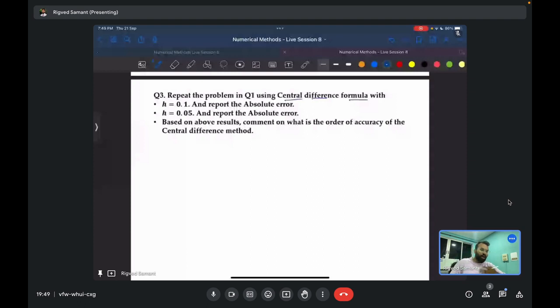So again, this is how you have to calculate the order of accuracy. You will calculate the absolute error for a half step size, and then you will compare by what factor it is getting reduced. If it is getting reduced by a factor of 2, then it's first order. If it's getting reduced by a factor of 4, it's second order. If it's a factor of 8, it's third order, and so on.